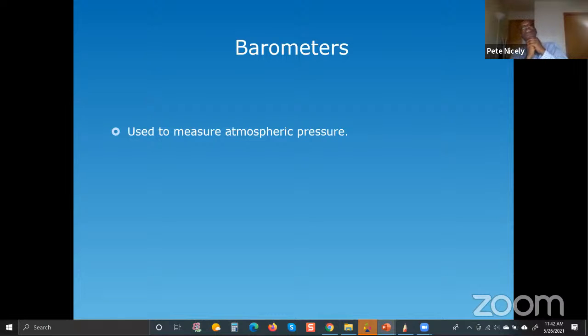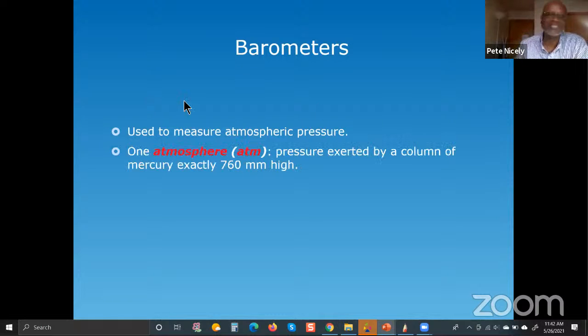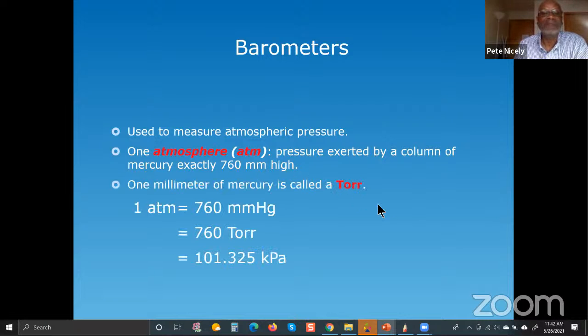So that pressure has a value, and it can be measured using an instrument known as a barometer. So by definition, 1 atmosphere, this is where the atmosphere unit comes about, is the pressure exerted by a column of mercury exactly 760 millimeters high. And it turns out that these are the other relationships between the atmospheric pressure and these other units. So I talked about the millimeter mercury unit a while ago. The torr unit is the same thing numerically as the millimeter unit, and the relationship between the atmosphere and the kilopascal unit is given right here.